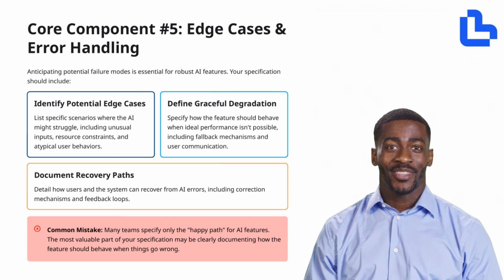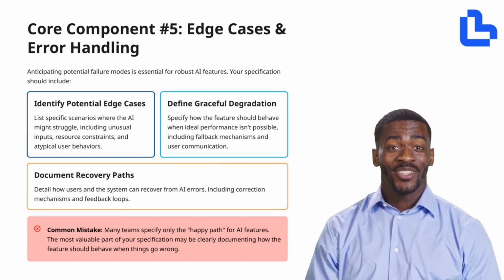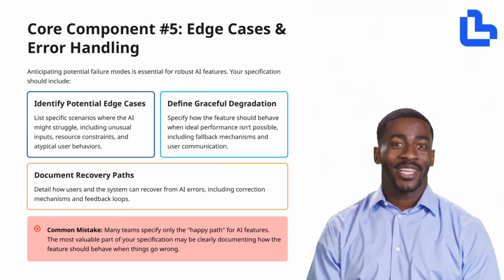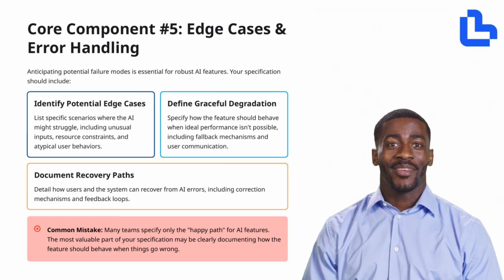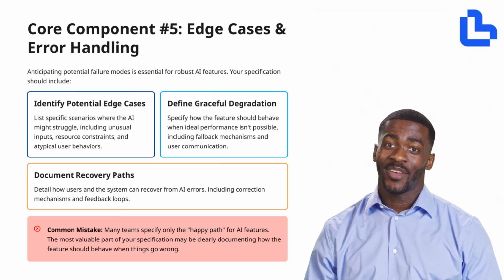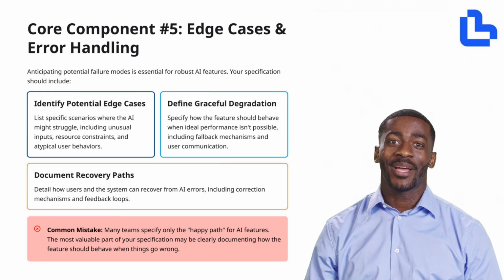The fifth and final core component of a robust AI feature specification is edge cases and error handling. This is where we prepare for the unexpected, and it's one of the most valuable parts of the entire spec. While many teams focus on the happy path, where everything works perfectly, real-world usage is messy.